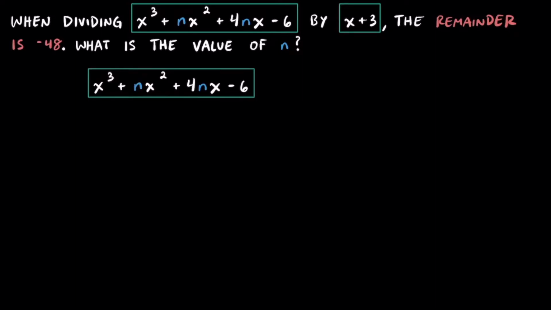First, let's take a look at our dividend, or this longer polynomial, and identify the coefficients for each term. Since we have 4 terms, we'll have 4 coefficients, and they're going to be 1, n, 4n, and negative 6.